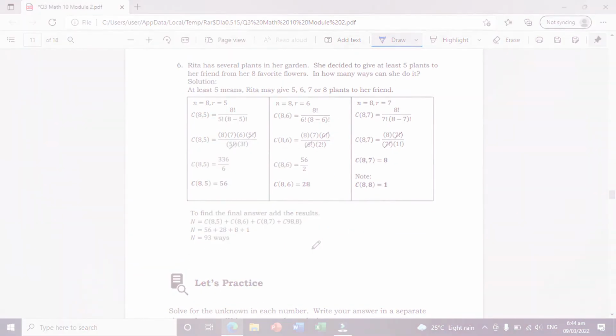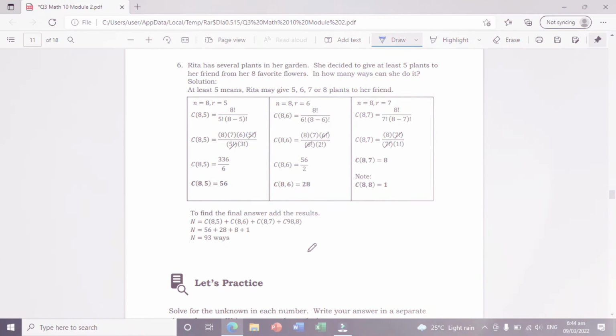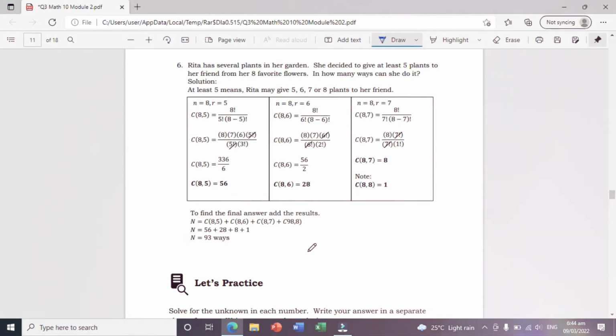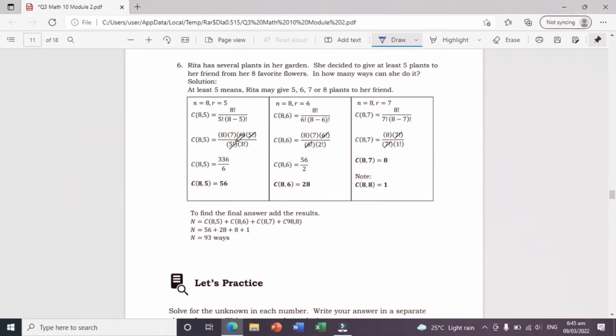Okay, number 6. Rita has several plants in her garden. She decided to give at least 5 plants to her friend from her 8 favorite flowers. In how many ways can she do it? At least 5 means Rita may give 5, 6, 7, or 8. Right? At least, meaning not fewer than 5. So it can be 5, 6, 7, or 8, since there are 8 favorite flowers. First, when n is equal to 8, r equals 5.